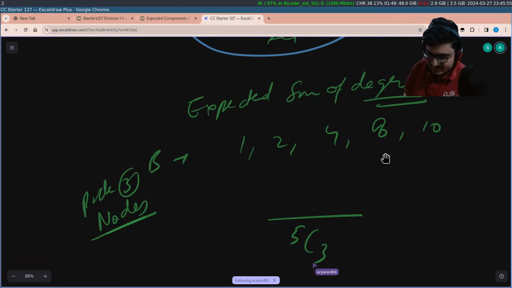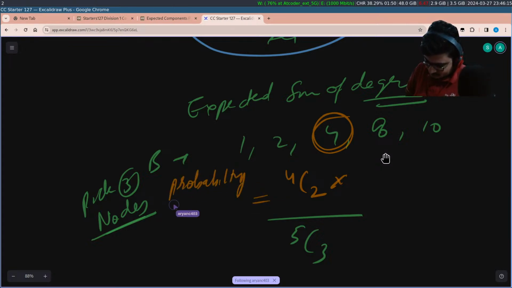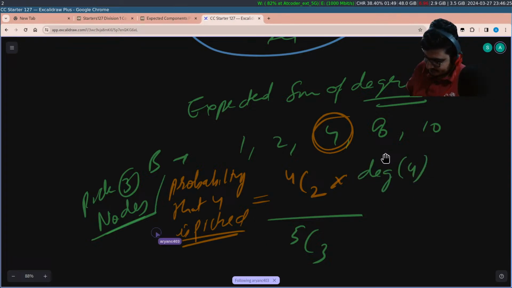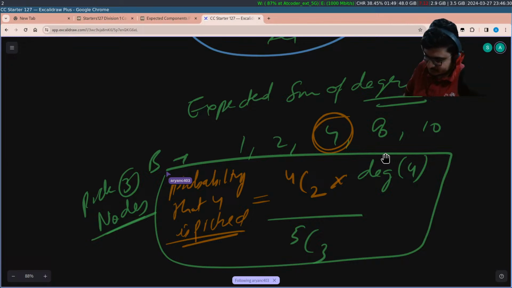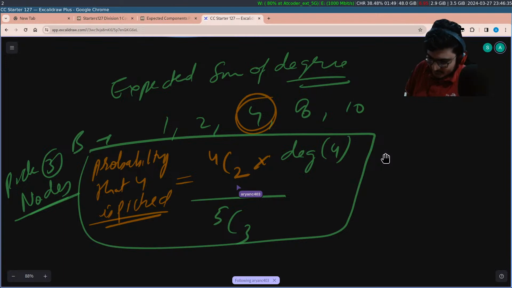And what is the probability that 4 is in the selected set? 4 would be in the selected set when we select 4 and any 2 numbers from the remaining numbers. So this is the probability that 4 is picked. And when 4 is picked, the contribution in the degree would be that of 4. And now you can take a sum like this for all the nodes. And if you see this part, you can take it out as common.